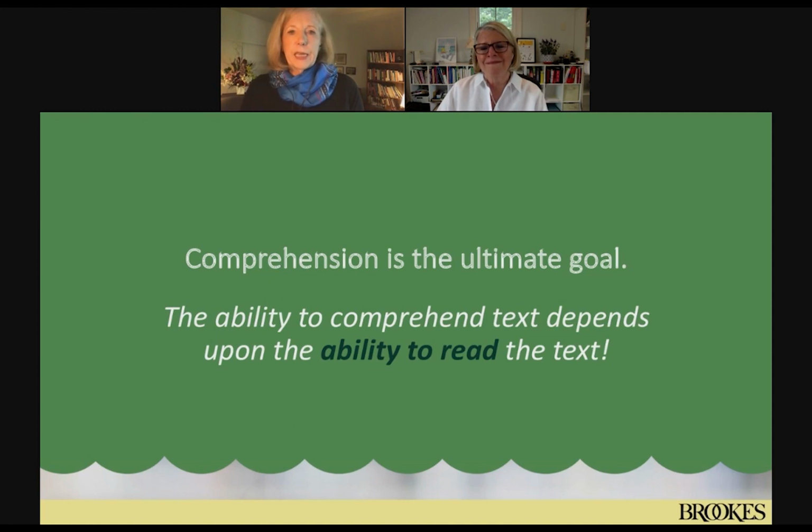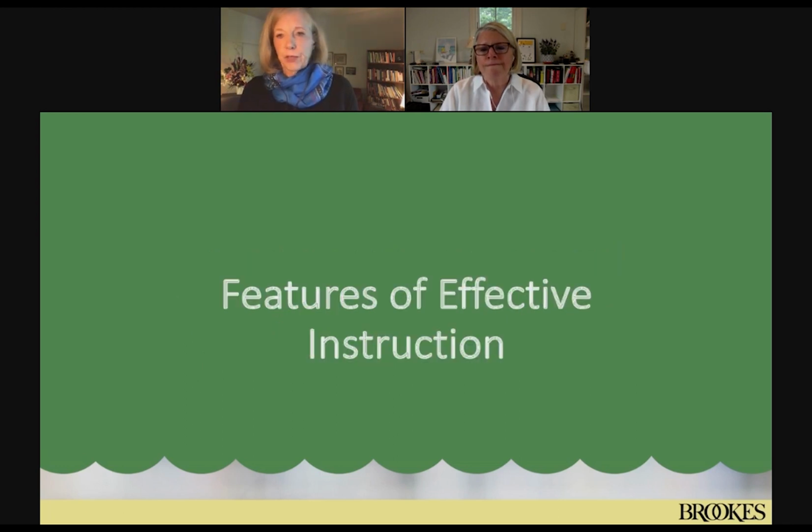Before we continue, Susan and I want you to know that although we are talking about emphasizing the fundamentals of reading instruction, we realize and agree that comprehension is the ultimate goal. We want students to understand what they're reading, and the ability to comprehend text depends on the ability to read the text. Let's go on and see about some features of effective instruction. Next slide.